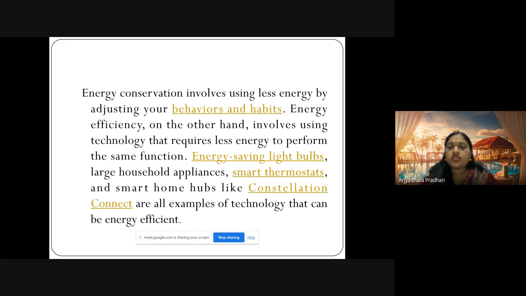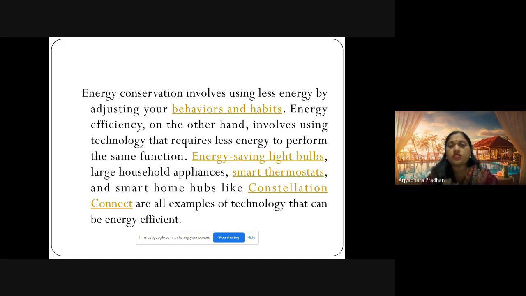Now, energy conservation involves using less energy by adjusting your behavior and habits, cutting short our energy usage, reducing our demand for energy, like unnecessarily putting on the lights, unnecessarily putting on the charger. So these are behaviors we have to reduce.